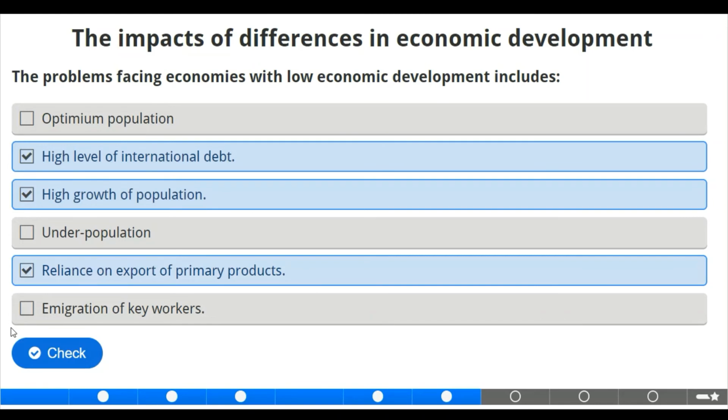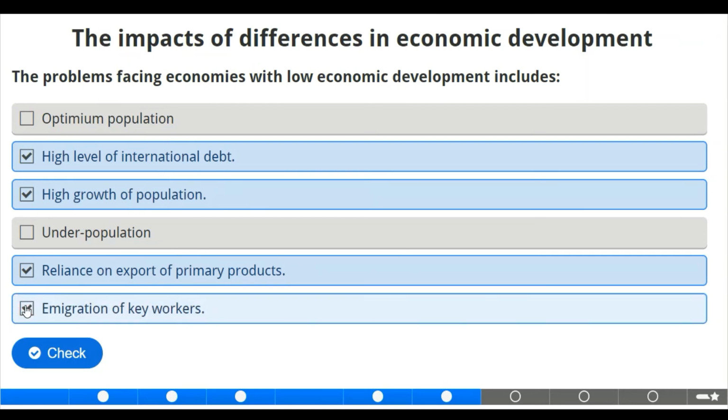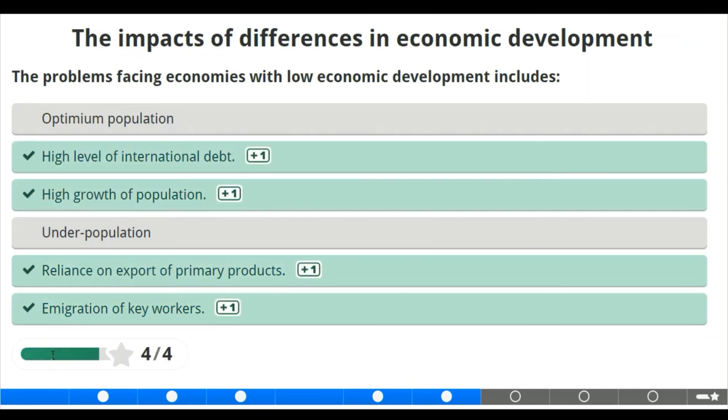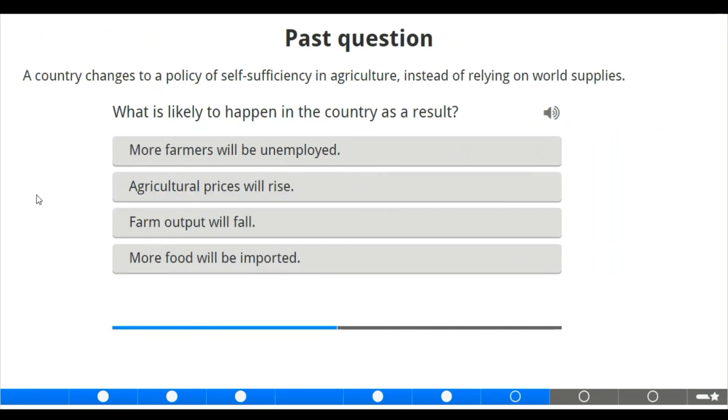We also have the emigration of what? Emigration of key workers. Of course, there will be emigration of key workers when the development of the country is low. Now let us check. Those are the impact of differences in economic development. Now we move to the next slide.